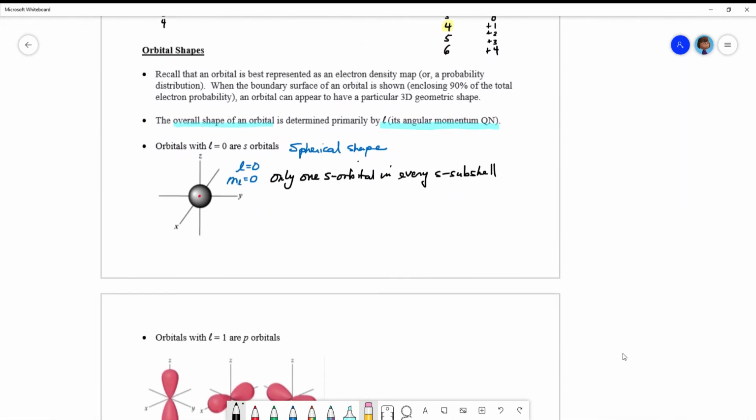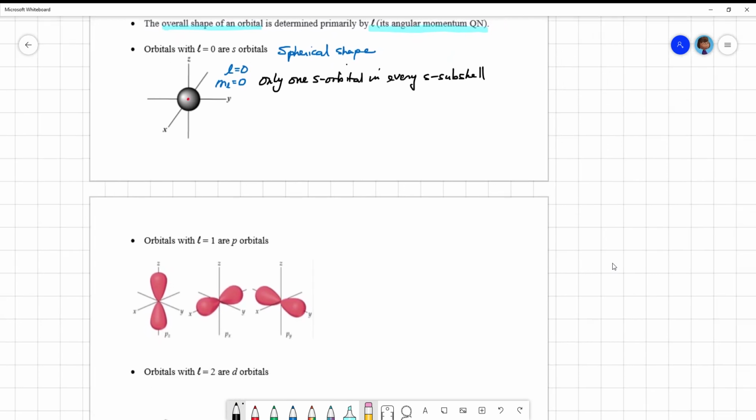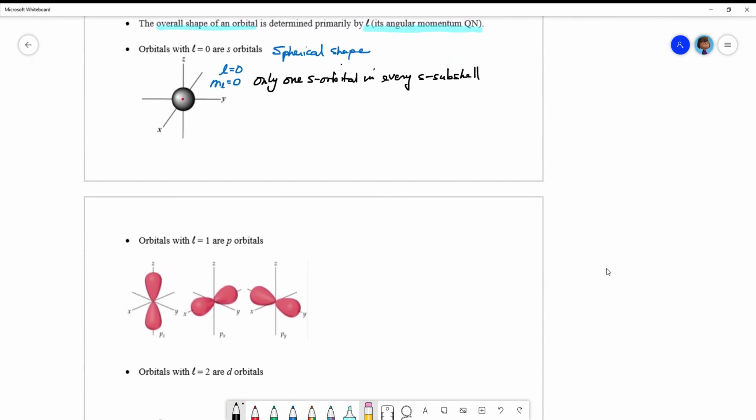Okay, well, let's move on to other shapes. The next type of orbitals we're going to look at are orbitals with L equal 1, and these are known as p orbitals. And we can see that the shape of a p orbital is definitely more complicated. They're often described as having a double-lobed shape.